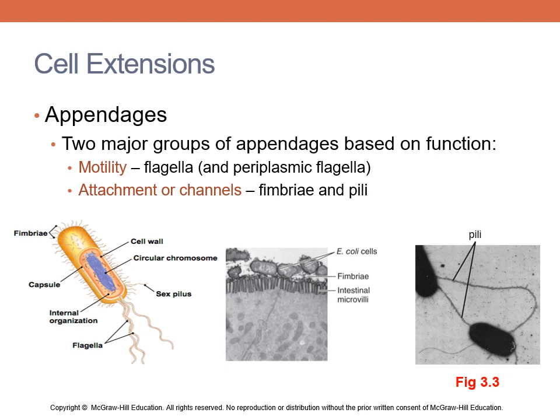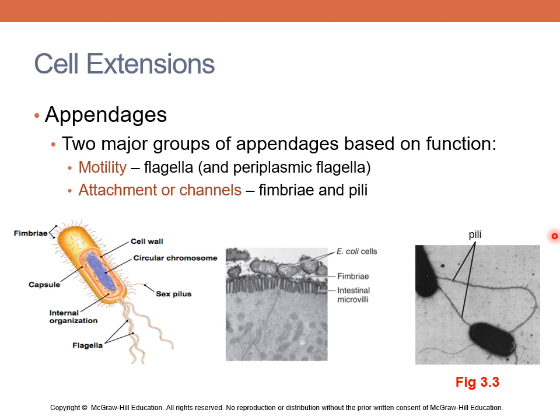Fimbriae are short, bristle-like structures that allow cells to attach to surfaces and other cells, which is important during the infectious process. As seen in this figure here in the center, there are E. coli cells using fimbriae to attach to intestinal cells.